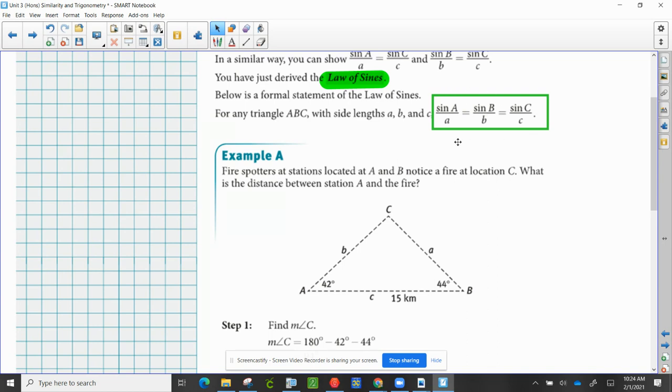It depends on the problem, what you have to work with and how you're going to set it up. But when they're talking about sine of capital A over little a, capital A is the angle, so it's the sine of that angle, divided by the opposite length. So you can notice they are labeling little a as a side across from angle A. Little b is across from angle B. Little c is across from angle C. So the sine is always going to be of the angle. Those lowercase letters are the lengths of those sides.